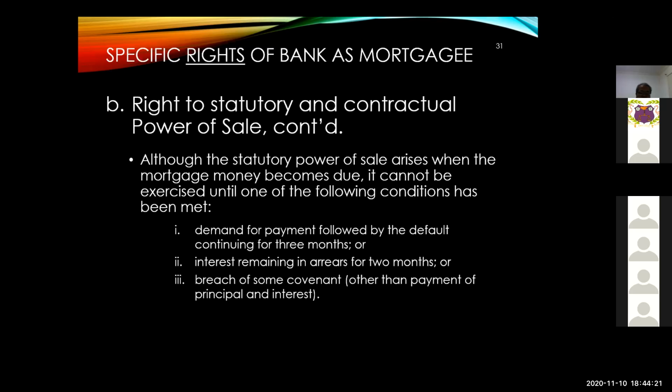The first of which is the demand for payment followed by the default, continuing for 3 months, or interest remaining in arrears for 2 months, or breach of some covenant other than the payment of principal and interest. Very rarely do you see banks exercising that third option, breach of some other covenant, but they are. It is there if the mortgagor breaches some other covenant contained in the mortgage document. You have the entitlement or the right to exercise your power of sale.